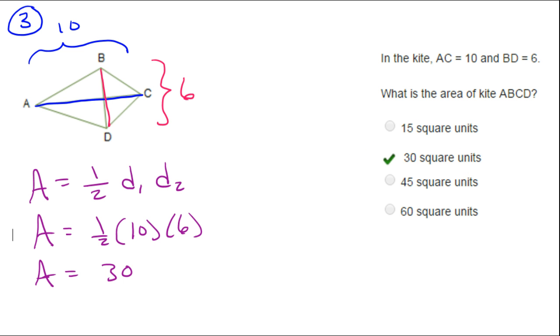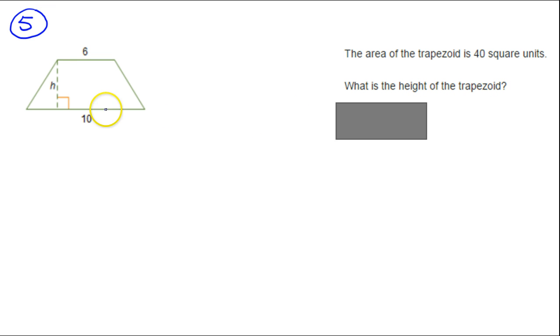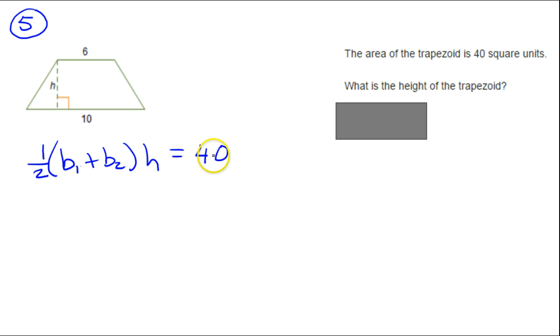And there you go. Alright, number 5. We have a trapezoid, and we're told that the area is 40 square units. What is the height? Okay, well, we know that the area of a trapezoid is 1/2 base 1 plus base 2 times the height. And so that's the area. So since the area is 40 square units, then this should equal 40.